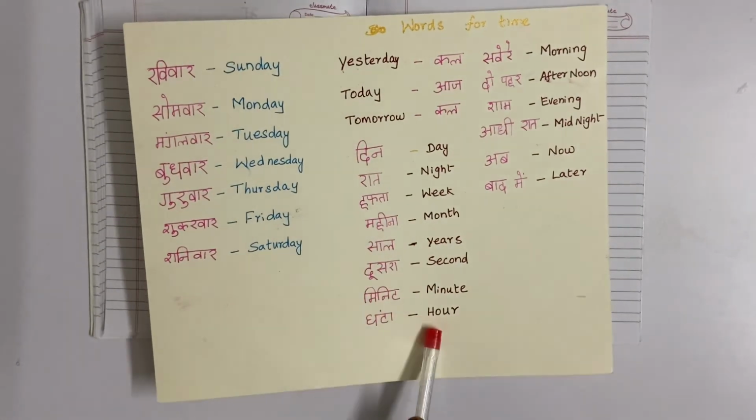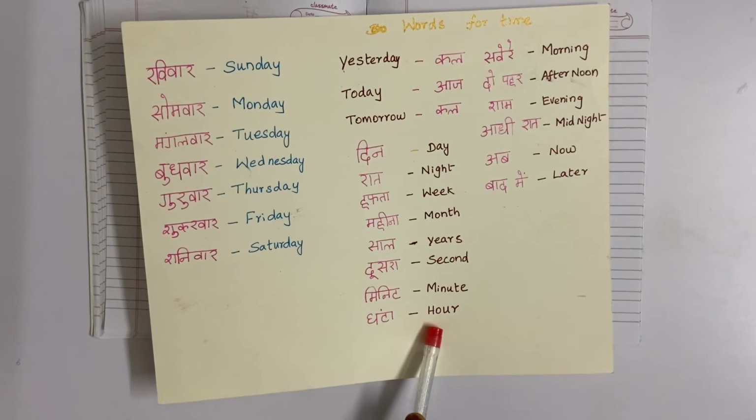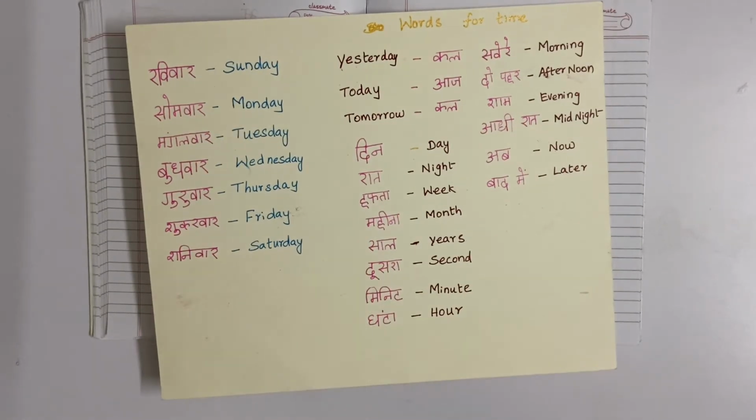Here I have written all the words which are related to time. We are going to read them daily. Once we familiarize ourselves with these, then we will move on to other words. So this is how the learning is going to happen in Hindi.